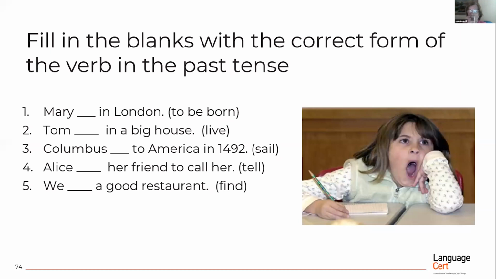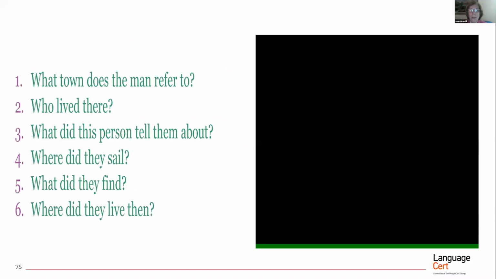Now, working with verbs in the past tense, does this student look interested in her activity? Not at all. But we can easily find something a little bit different. A Beatles song, for example. They need to find out all of these things in the past.